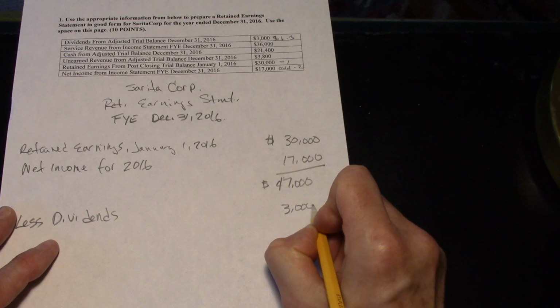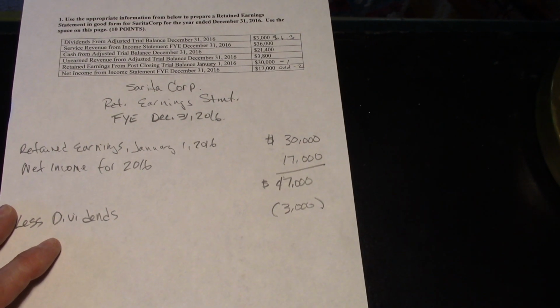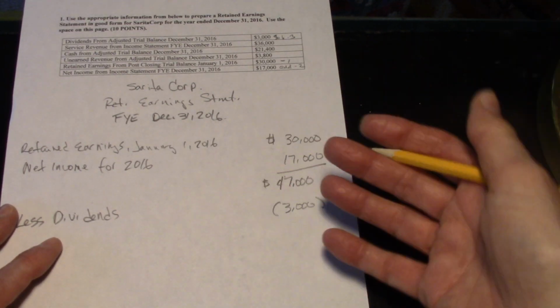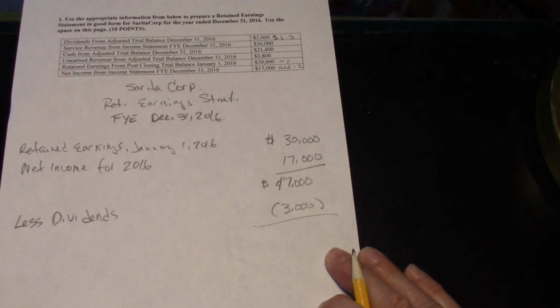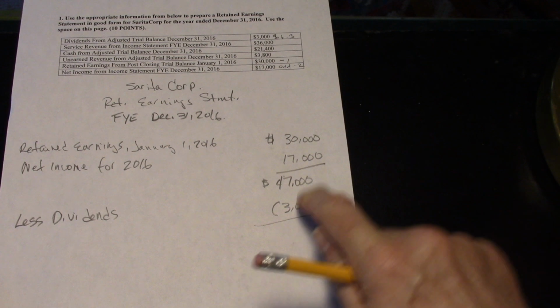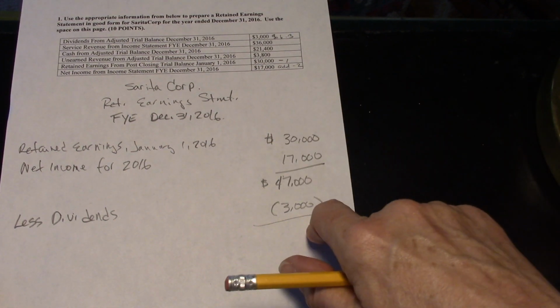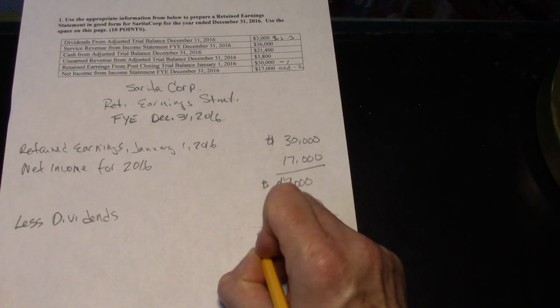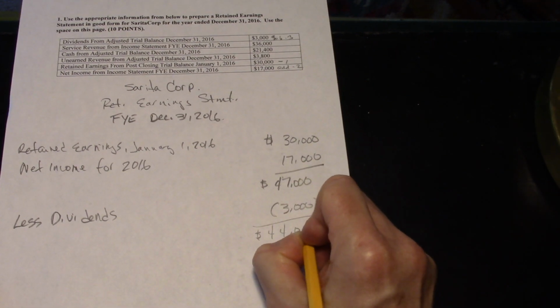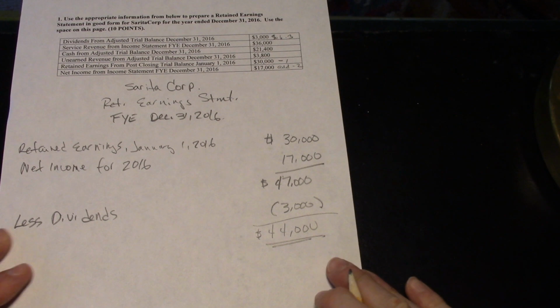A lot of people will put things like this. Will put dividends and expenses and things in brackets when you subtract them. You don't have to. You can put a minus sign or not at all. Just remember, this is a subtract. Add the net income, subtract the dividends. So 47,000 minus 3,000 is 44,000.